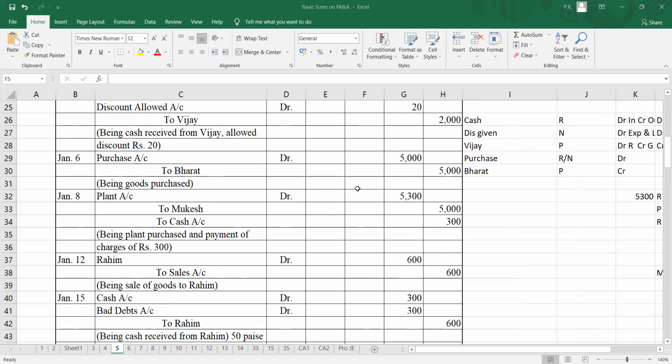Now comes the next. We have Jan 8. We purchased plant from Mukesh for rupees 5000 and paid rupees 100 as cartage for bringing the plant to the factory and another 200 rupees as installation charges. This is very important. We are buying a long-term asset that is a plant and we are spending some money so that that long-term asset comes to a place where we can use it, and we are also spending money on installation so that we can start using it. So there are two amounts that are expended on the plant so as to make it operational.